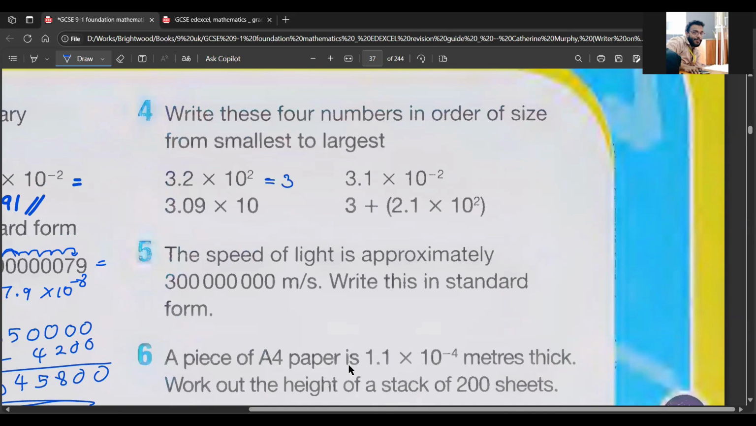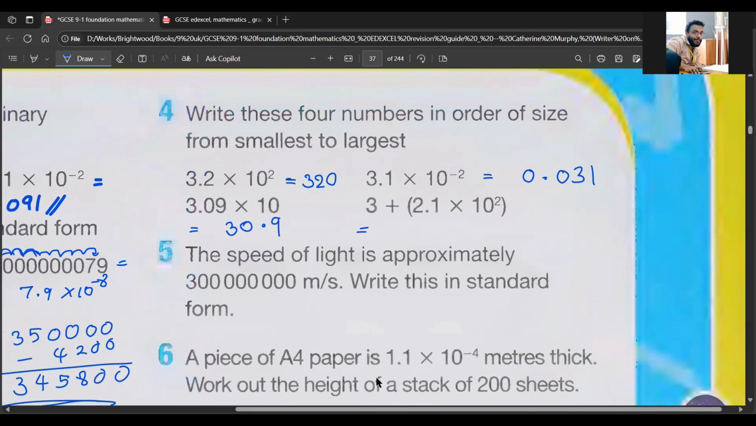So here 3 into 10 to the power 2, there are 320. Here, if there is a minus 2, you can convert that to the other side. 0 point, what should be there? 0.031, like that. Here 30.9. You should compare these two values. 3 here, 210, 250, it's 213. Okay, you can convert like this.